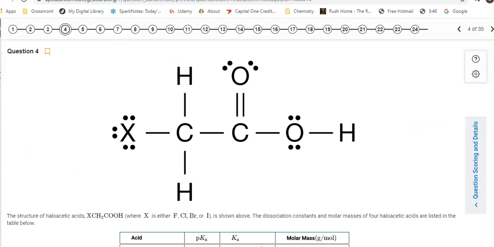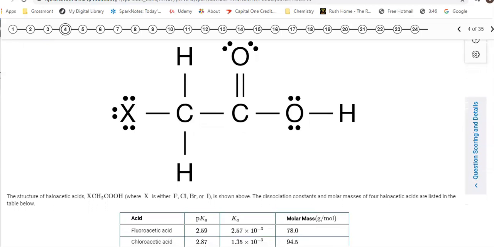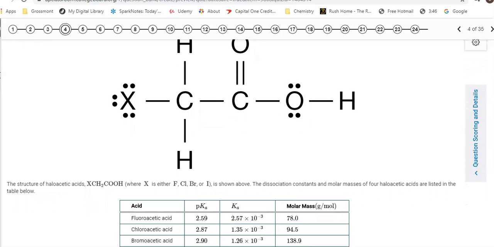Next up, it gives you a structure, and then there's an unknown atom at the end of it where the X is. And it says the structure of haloacetic acids, those are acetic acids with a halogen at the end where that X is. So X is either fluorine, chlorine, bromine, or iodine. Those are the halogens, second to last column, shown above.